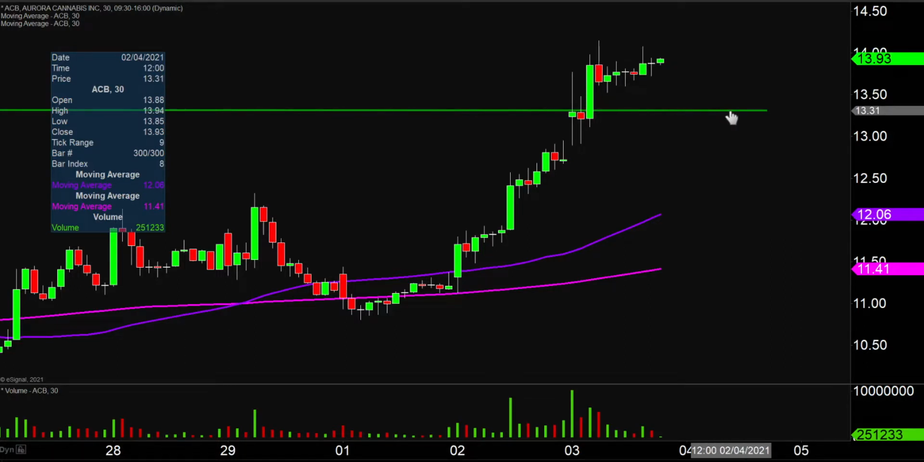Now, don't get me wrong. If the price goes below that level, that doesn't mean the entire chart's destroyed or ruined or anything like that. But if the price could manage to stay above that area, that would certainly be a great sign of power moving forward.